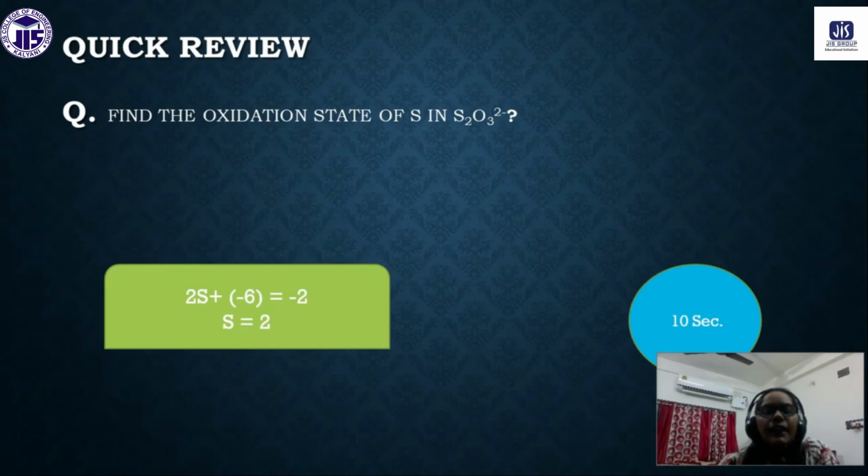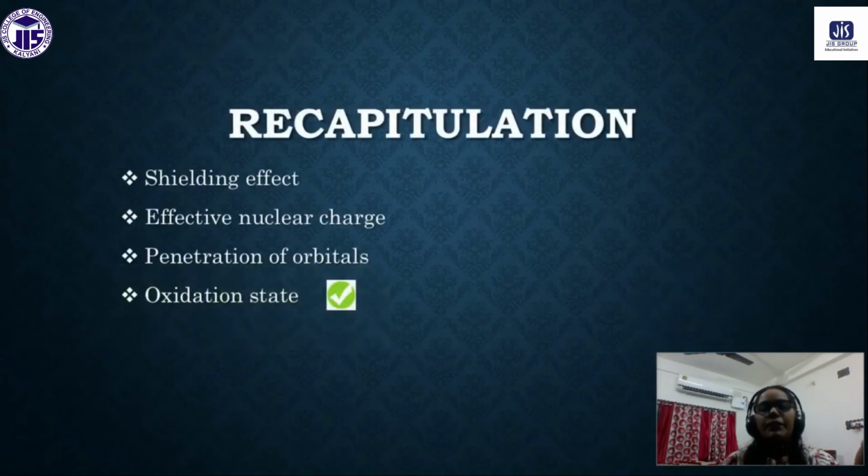Now we will see. Look. So again there are 2 sulfur atoms and 3 oxygen atoms. So 3 into 2, that is 6, minus 6. So sulfur is actually 2. The oxidation state of the sulfur is actually 2. Why is it minus 2? Because here the compound as a whole is carrying a minus 2 charge, that is why. Okay, so these types of questions are very common. You can have this type of question from this portion of the periodic table.